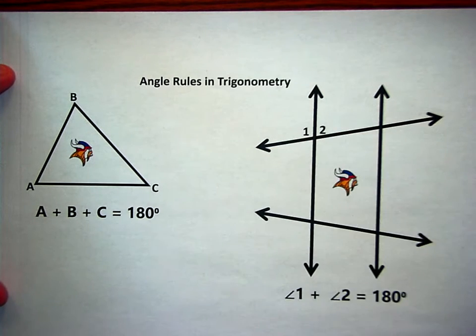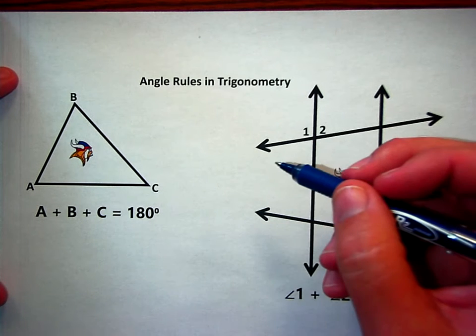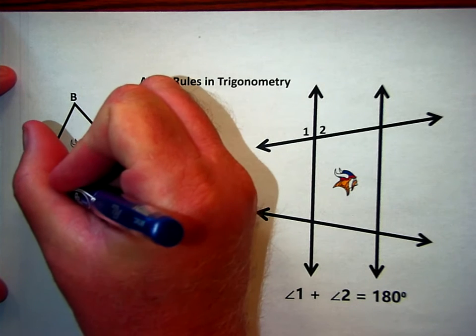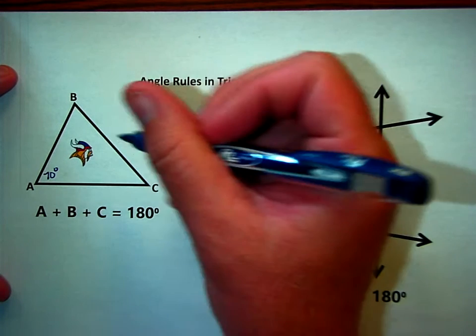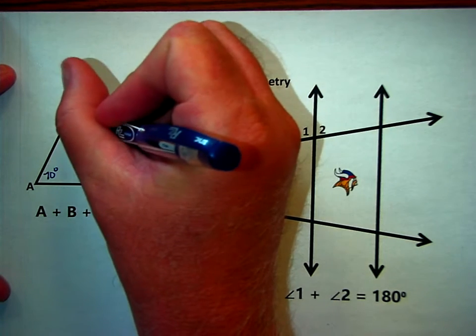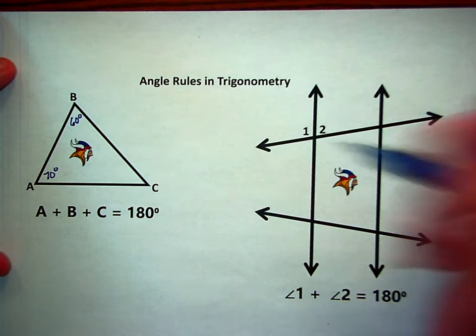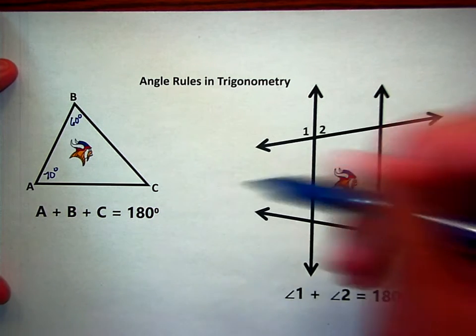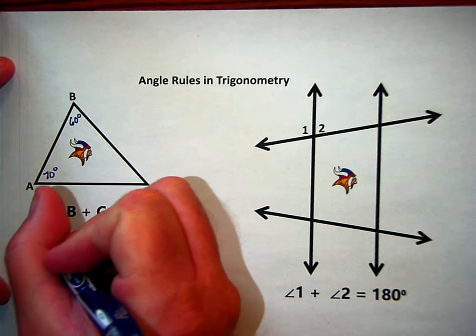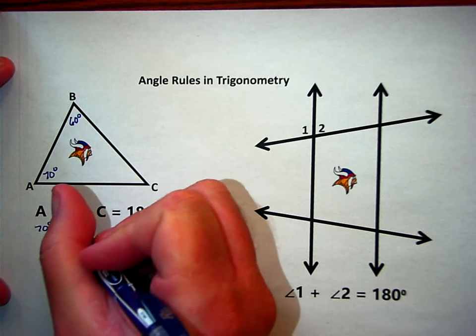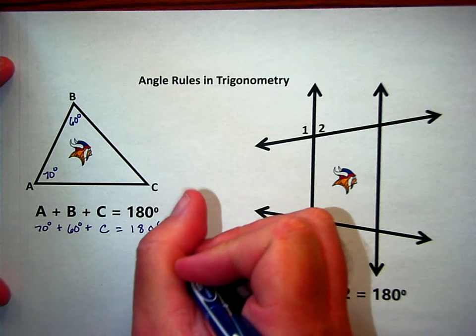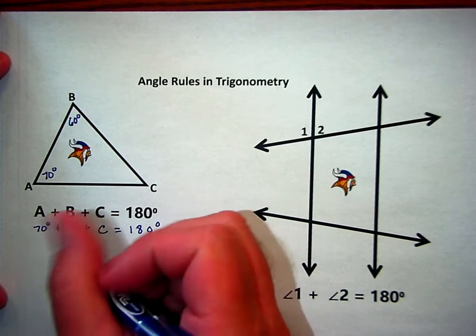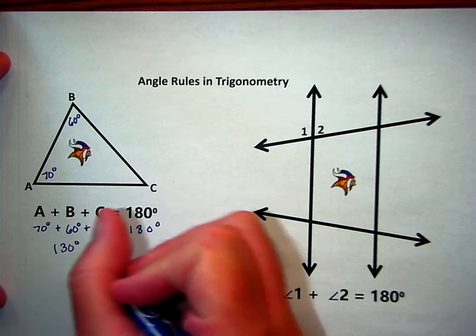The value of this is that you can determine the measure of an unknown angle when you know the measures of the other two. For example, if this angle here, let's say, is 70 degrees in measure, and up here at angle B, this angle is 60 degrees in measure, you can then find the measure of angle C by doing a little bit of algebra. So angle A is 70 degrees, added with angle B, which is 60 degrees, plus C, and that is equal to 180 degrees. 70 and 60 have a sum total of 130.